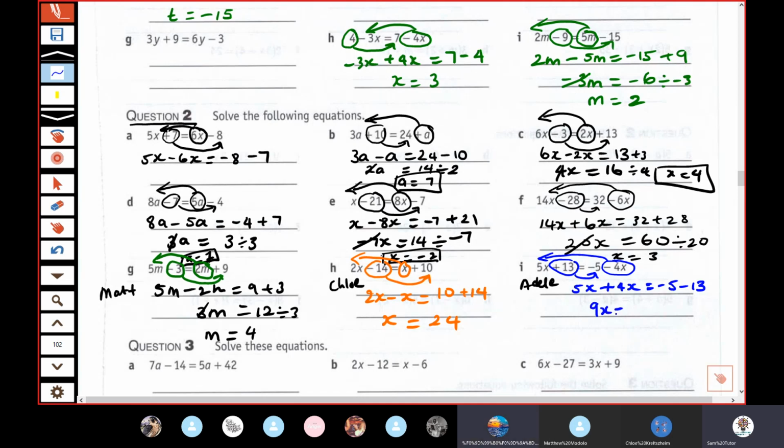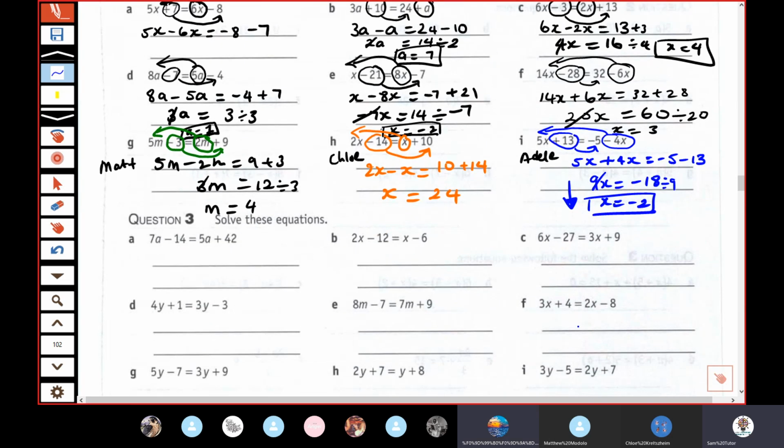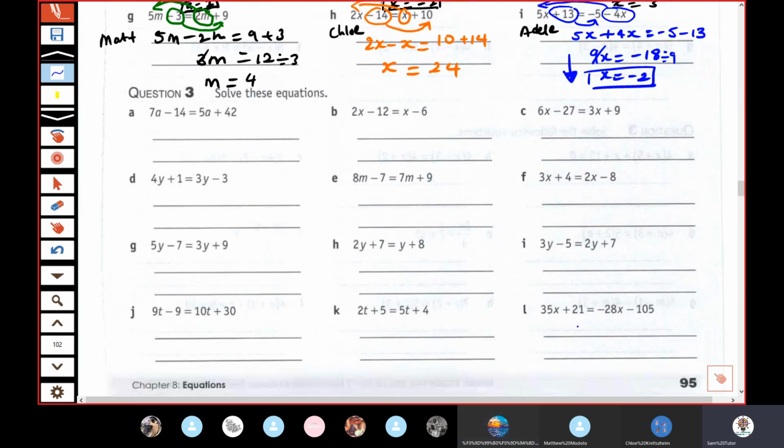And then 9x equals negative 18. X equals negative 2. Make sense? A bit. Do you get the rest of these lines? 5 plus 4 is 9. And then minus 5 minus 13 is minus 18. And then we divided both sides by 9. Do you understand the rest of it? Is it just the first line? Yeah. That's it. We're going to keep doing it, so don't worry. It'll only get better.